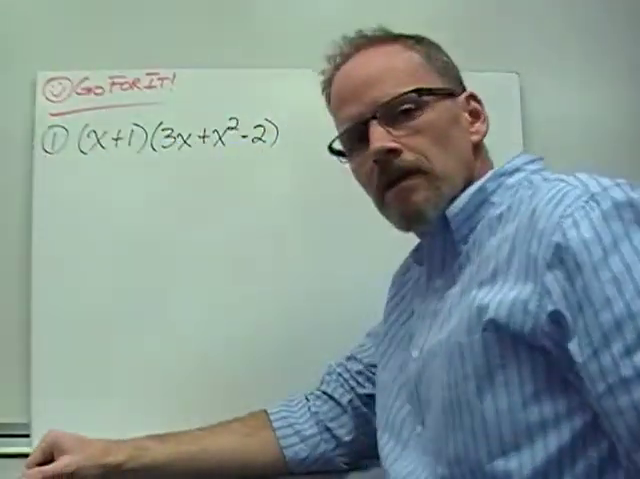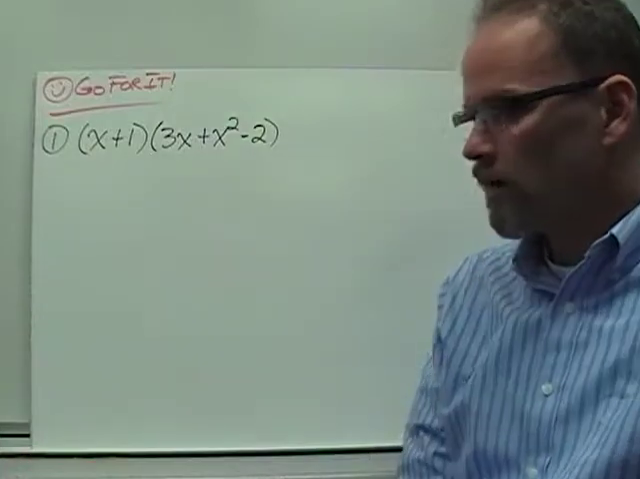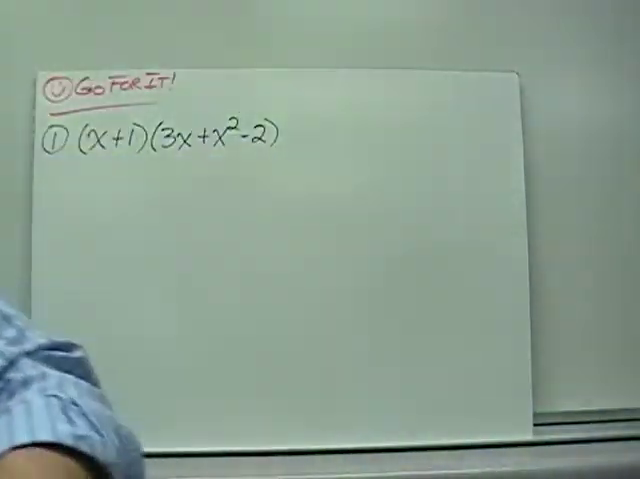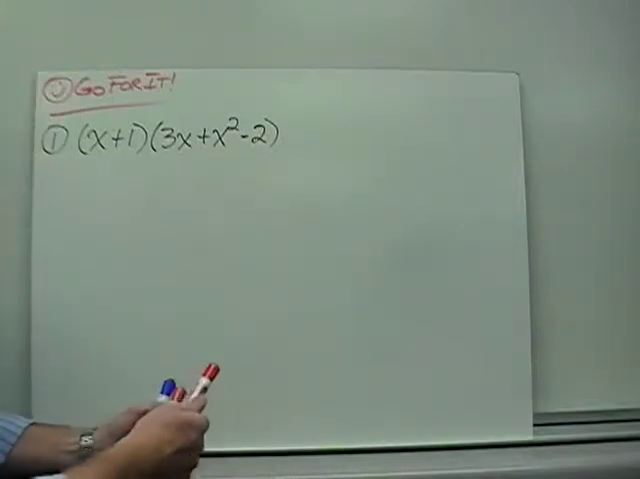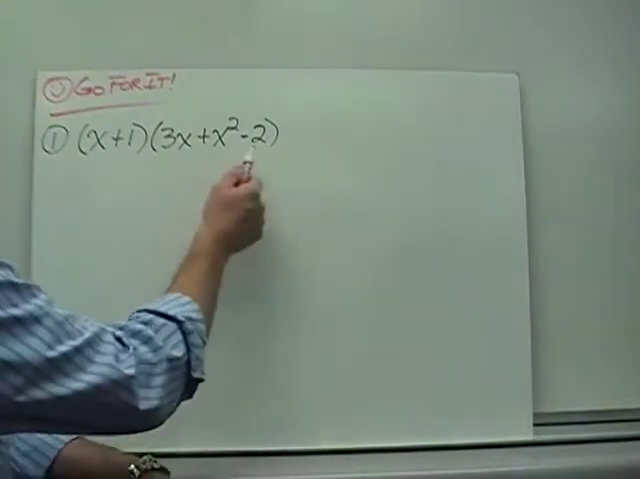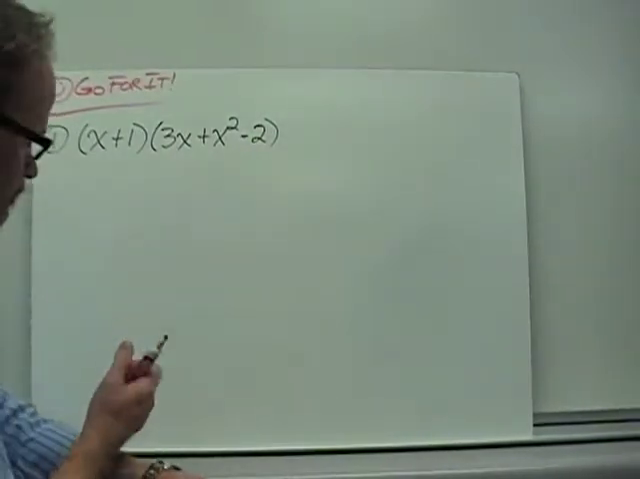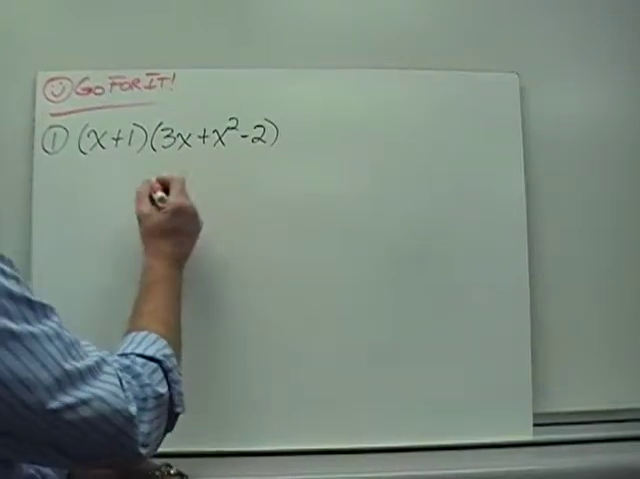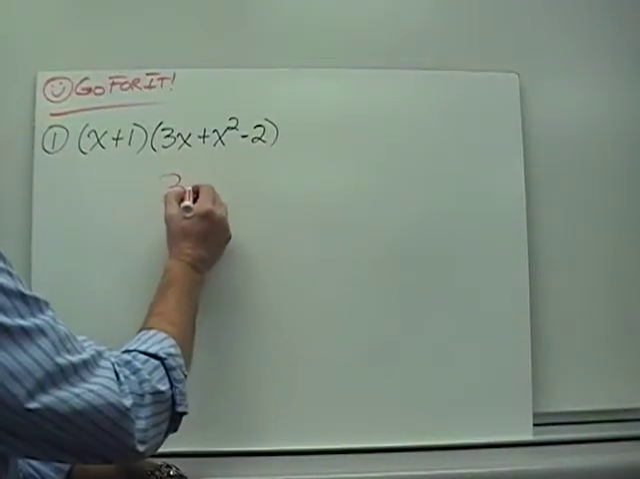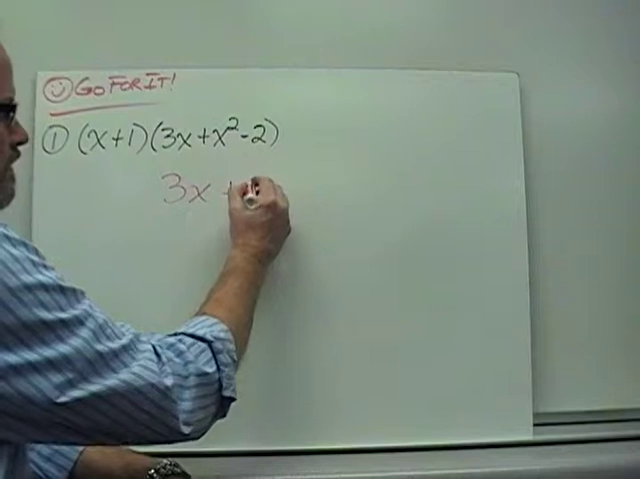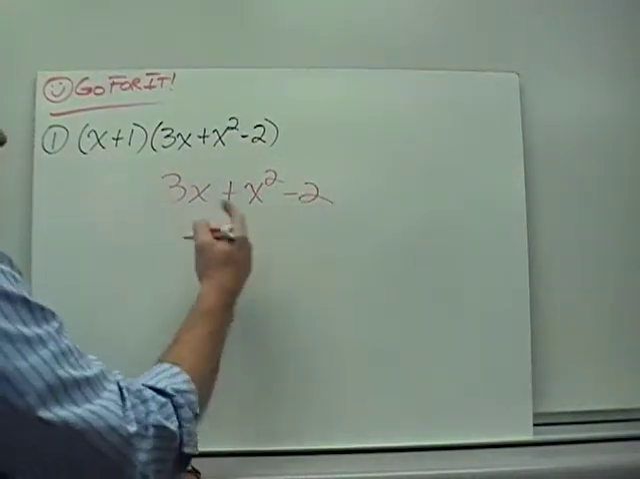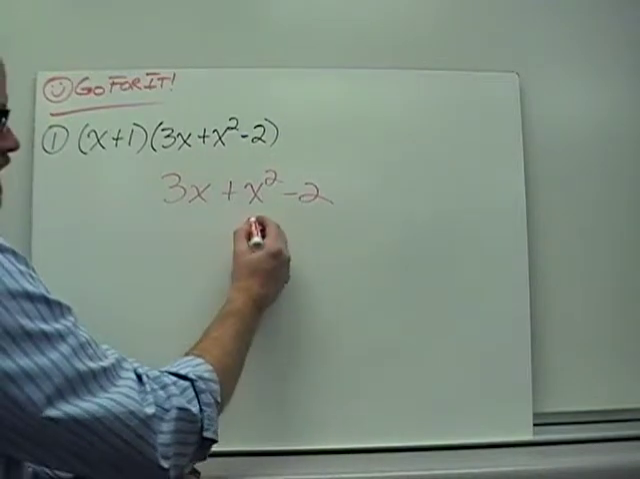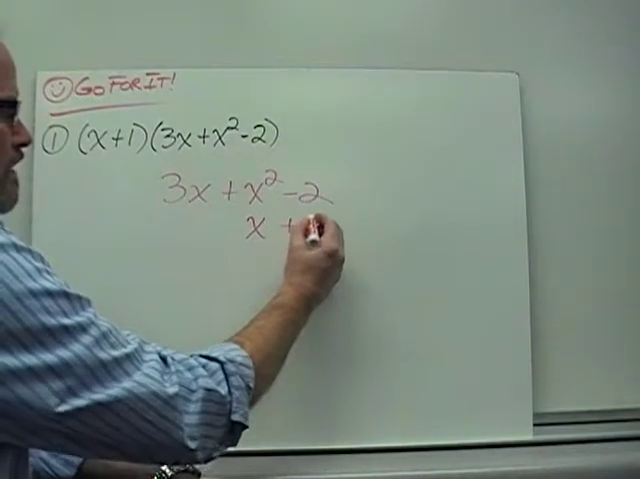Okay, you go for it, and I'll work it out with you. I notice that there are 3 terms right here, so that's going to be my top term, and I'm going to write it out: 3x plus x squared minus 2. Bring this one down and line up the like terms. That's an x, that's a positive 1.